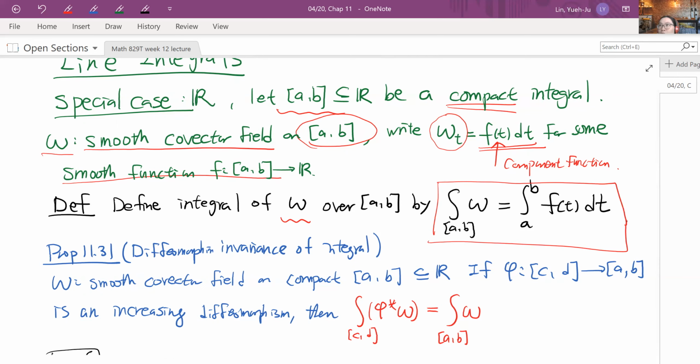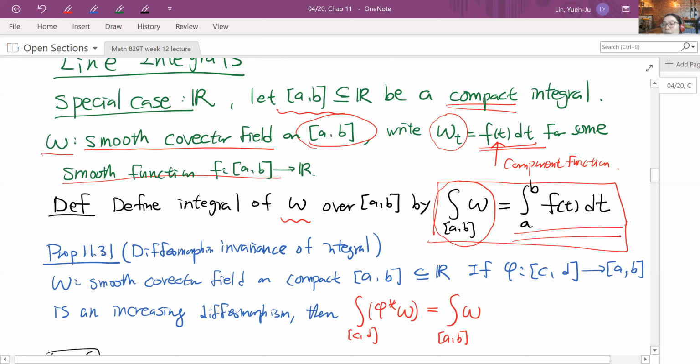In Calc 2, for example, right? So when you define, how do we define the integration of this covector field W over AB? The way we define it is really just do the usual integration in R. And the function you integrate is really f of t. Okay, so this is actually why it makes so much sense to do the integration of covector field, right?